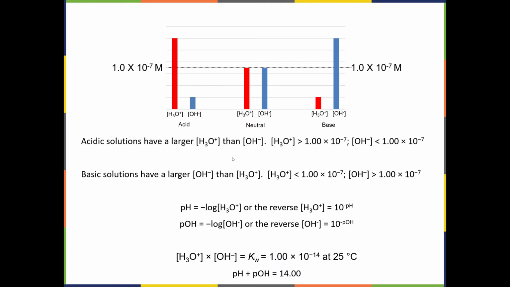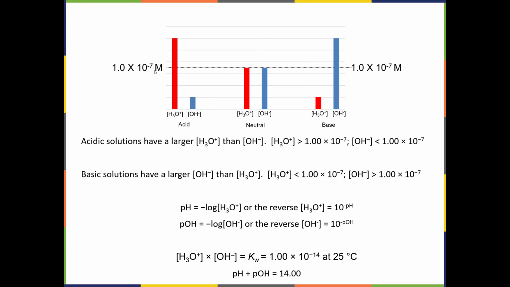So how does this all relate to pH? Well, if we look here, the concentration of these things in a neutral solution is 1 times 10 to the minus 7 molar. In an acid, the concentration of this is greater than 1 times 10 to the minus 7 molar. In a base, the concentration of OH minus is greater than 1 times 10 to the minus 7 molar. Note that because these are negative exponents, if this is 1 times 10 to the minus 2, that's greater than 1 times 10 to the minus 7.